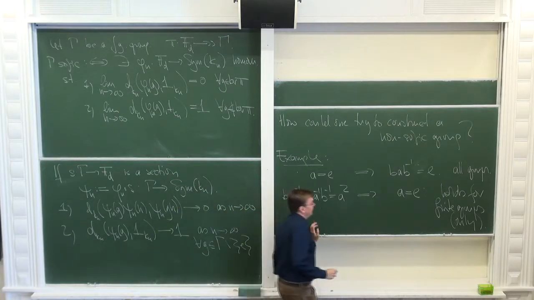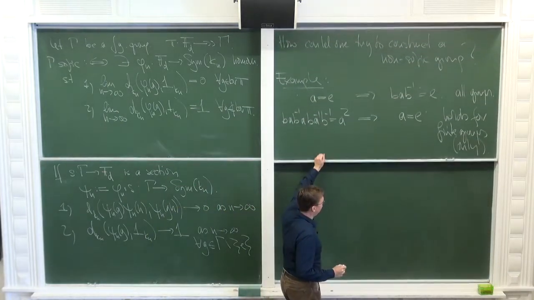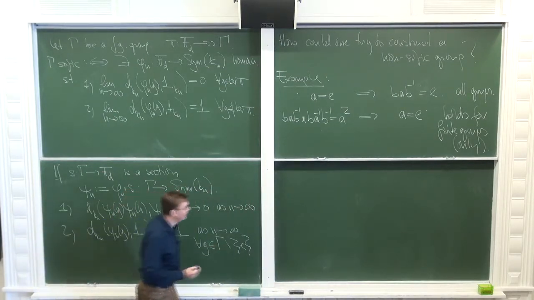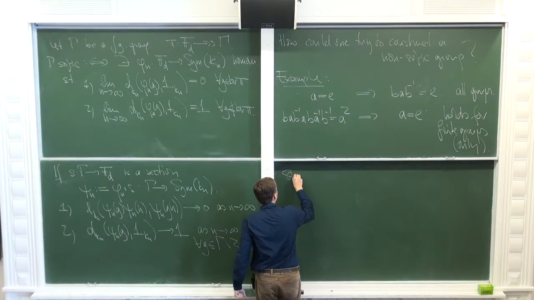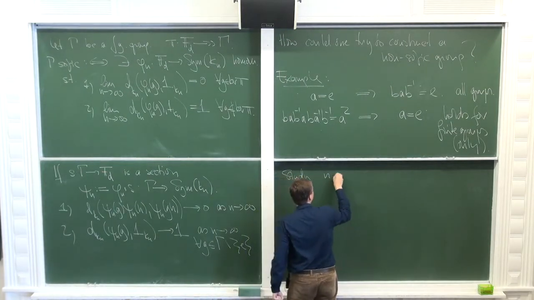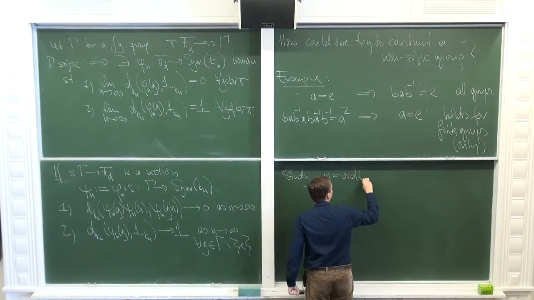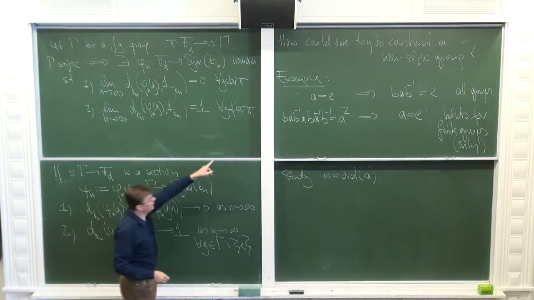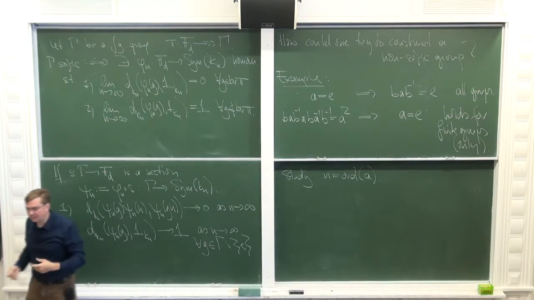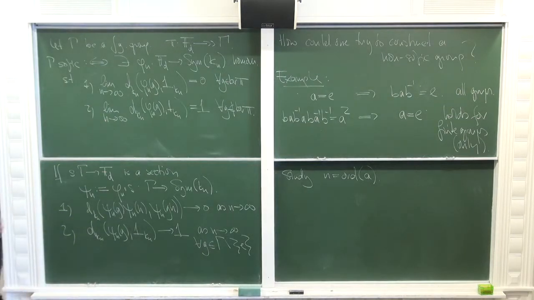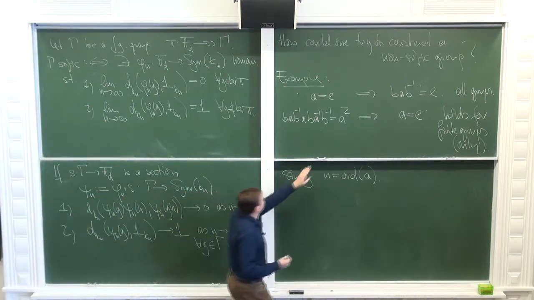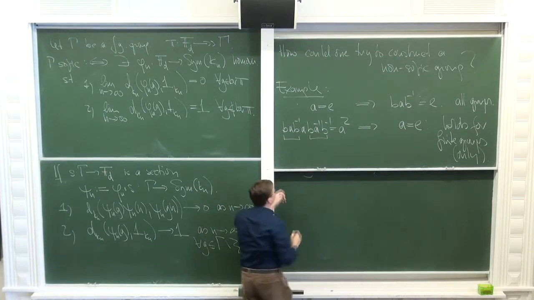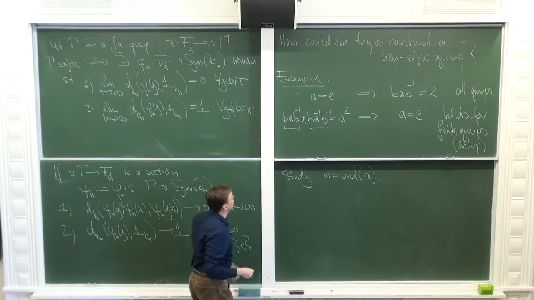And how do you show such a statement? You basically study the order of the element A, call it n. Looking at this equation, if this equation holds, then A is conjugate to A square. Why is it conjugate to A square? Because of the element you conjugate with.